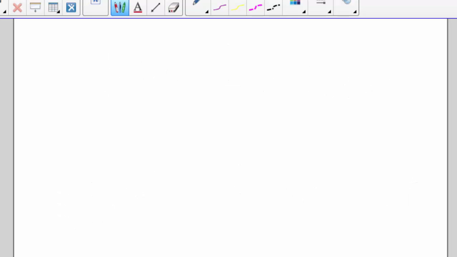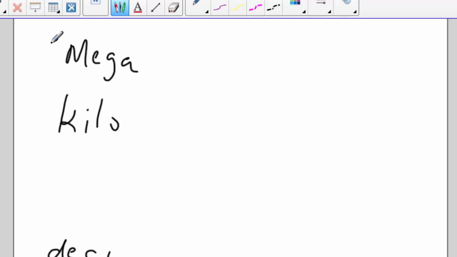When it comes to prefixes, it's important to remember which are the big prefixes and which are the small prefixes. Things like mega and kilo, those things are big. If I'm talking about a megameter or a kilosecond, I have something that's bigger than the base unit. If you think about a kilometer, it's bigger than a meter.